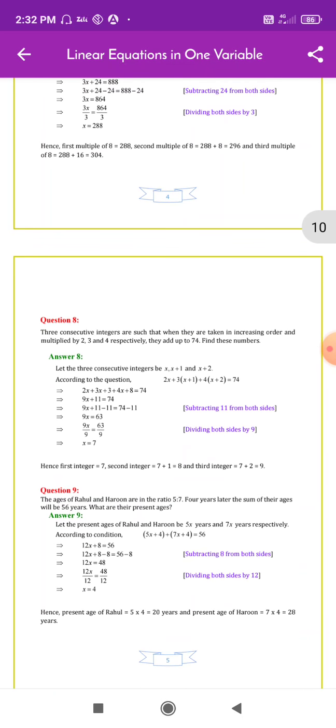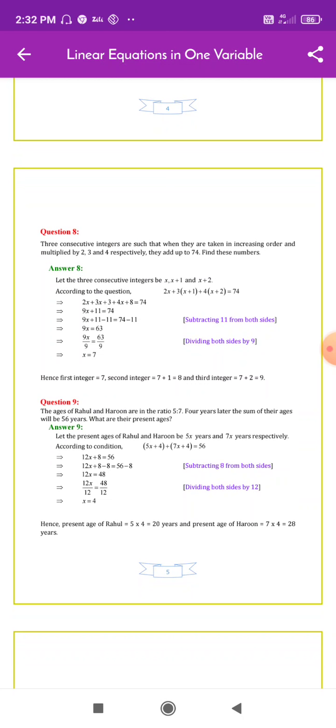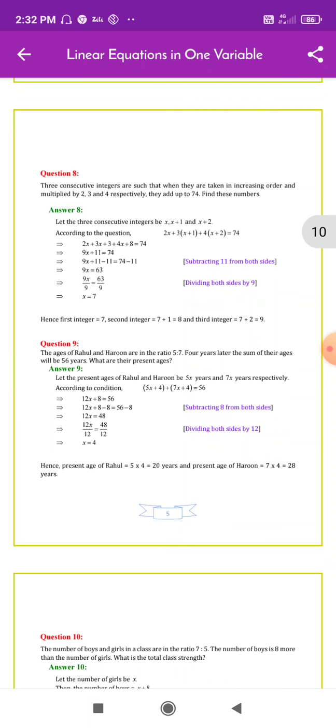Question number 8, now see question number 8. 3 consecutive integers such that when they are taken in increasing order and multiplied by 2, 3, 4 respectively, they add up to 74. Find these numbers. Now what you have to do, let the 3 consecutive numbers given be x, x plus 1, x plus 2, as in the previous we had studied. Now according to the question, we have to find the sum, so all these numbers will be added.